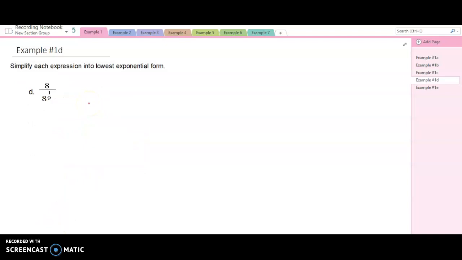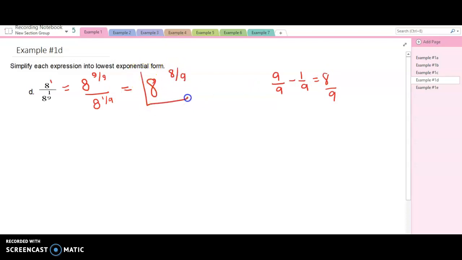All right, so here is D. We know that 8 is the same thing as 8 to the 1st. And when we have a fraction like this, we are going to subtract the bottom from the top. So I'm going to change this 8 to the 1 to be 8 to the 9 over 9. The reason I do that is because now when I subtract, 9 over 9 minus 1 over 9 is easy. That's 8 over 9. So this would just be 8 to the 8 over 9 power.